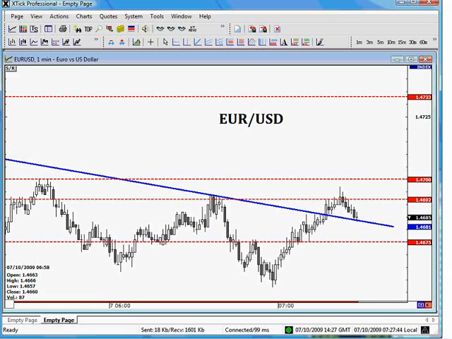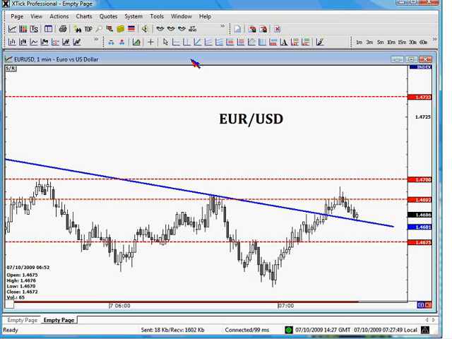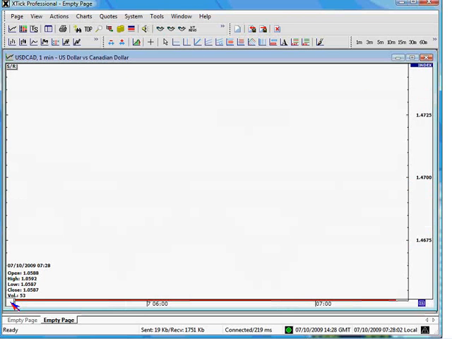Jez asks, so the trick is to use the higher time frame and get the entry on the smaller one. That's exactly right. Nick, it could be due to the oil news in 2 minutes, but I doubt it. I have more to say about the pound dollar. But before I say more about the pound dollar, let's look at the dollar Canadian, since there's oil news coming out. Let's just see, does oil news really move the dollar Canadian?